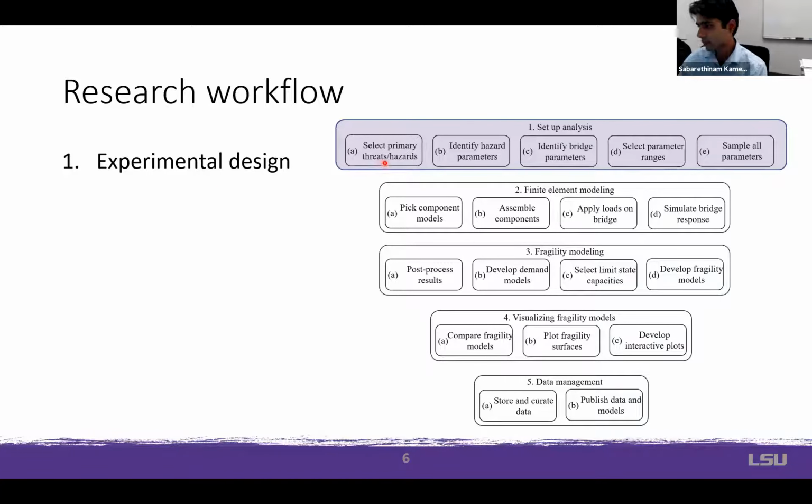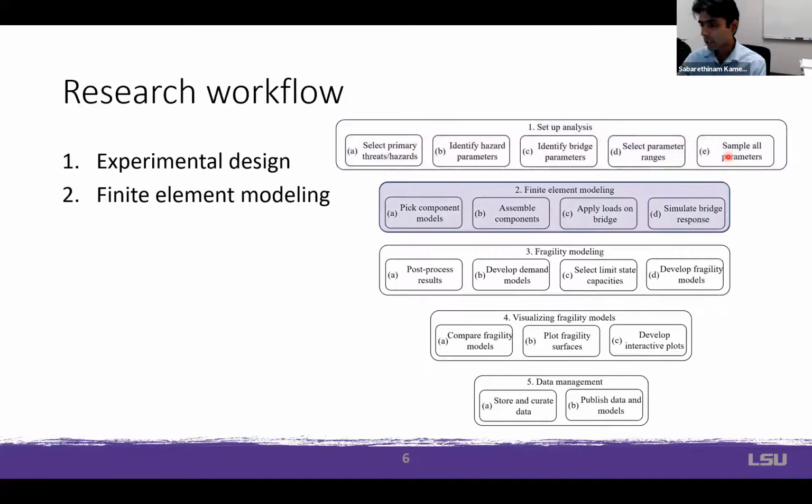So for example, in this case for us, we have earthquakes, aging, and truckloads. We identify key parameters. These could be hazard parameters, bridge parameters, and all other important parameters that we need to consider. Once we know what parameters we're looking for, we can look at what range of parameters we need to select. And then we can sample the parameters to do simulations because we're doing simulations-based research. So we need to generate combinations of all the parameters that we have and perform simulations. This is the first step in the workflow, which is experimental design or setting up of the analysis.